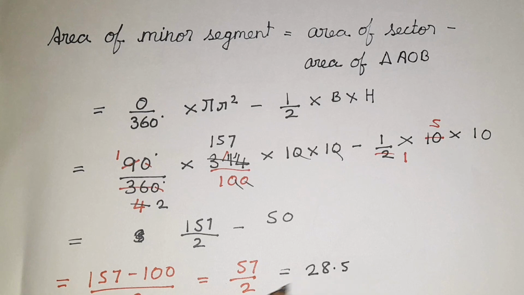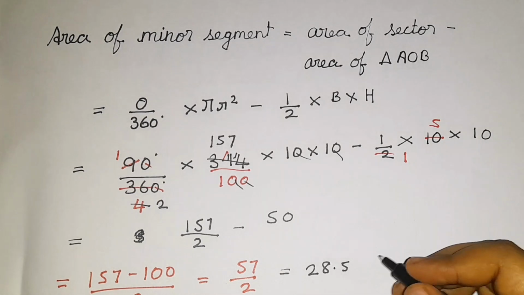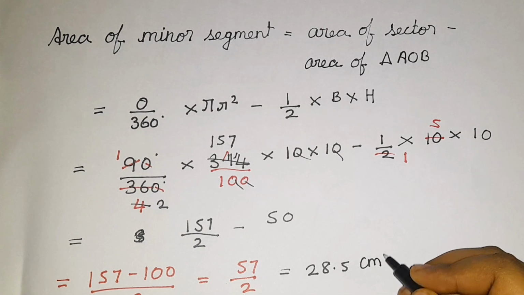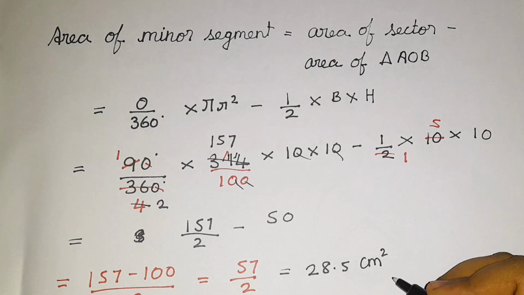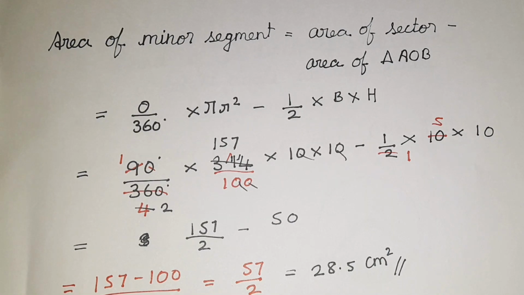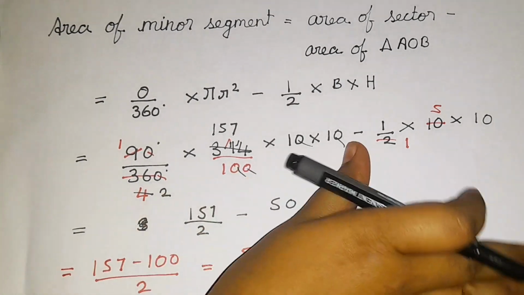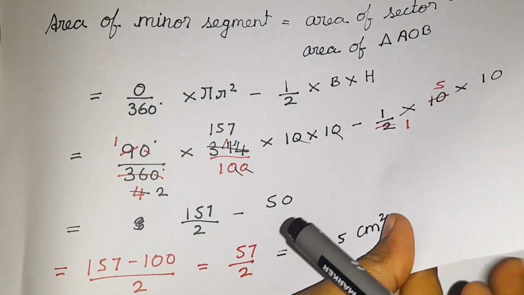28.5. So centimeter cube or square? Here it is centimeter square. Why? Because we found the area. That's why. So we found the area of the minor segment. Now we can find the next subdivision of this particular question.